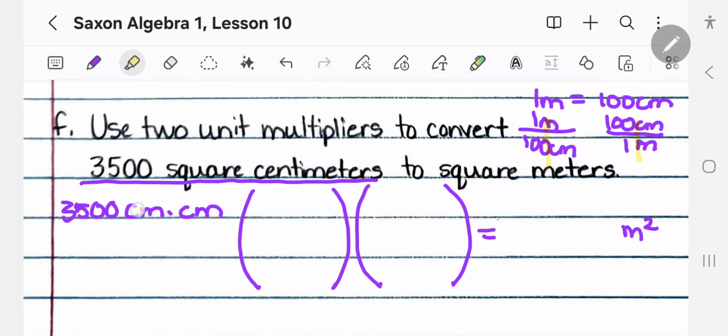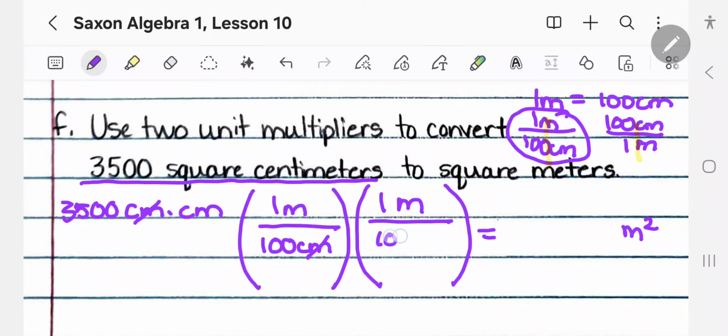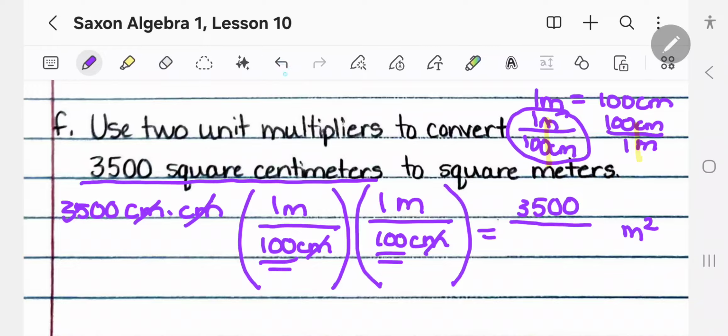Now here I need centimeters to cancel out. So I need centimeters on the bottom. So let's find the one with centimeters on the bottom. 1 meter over 100 centimeters. That's going to cancel one of the centimeters away. So let's do it again. Okay, and that'll cancel the other one. That's going to give us in the numerator, we're going to have 3,500 times 1, right? So 3,500 over, and then we're going to have 100 times 100 in the bottom.